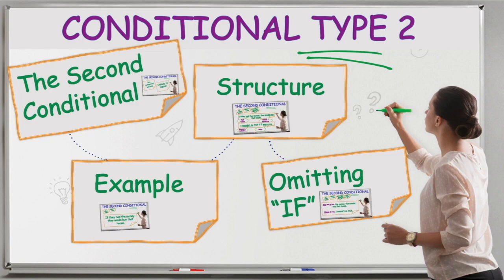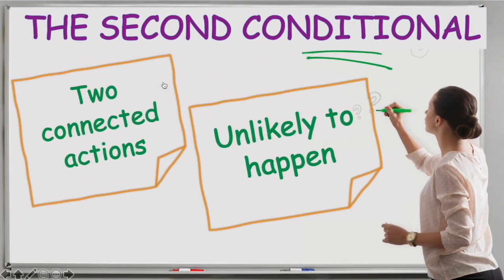Welcome to the quick guide to the conditional type 2 structure in English. Everything you need to know about the second conditional is right here. Let's start with what it means. It connects two actions that I, the speaker, believe are unlikely to happen. So I'm not very confident that they will come true at all.